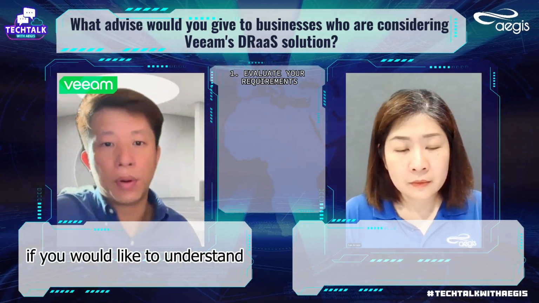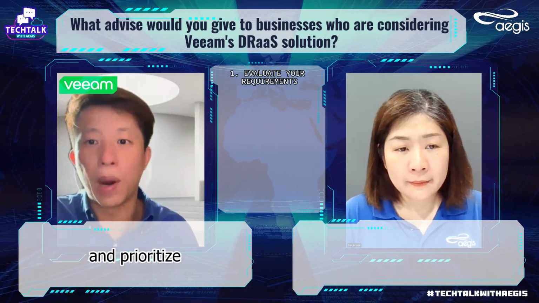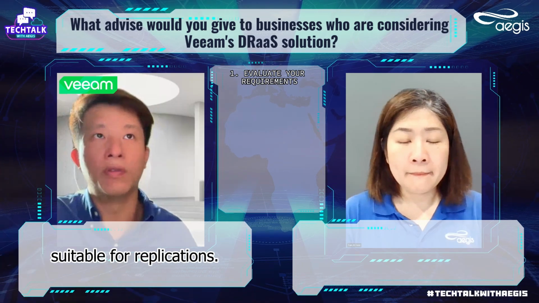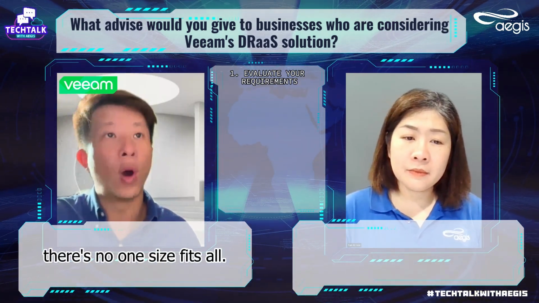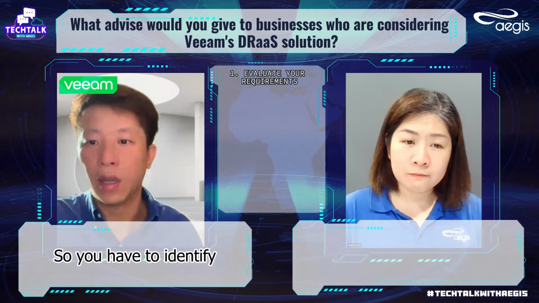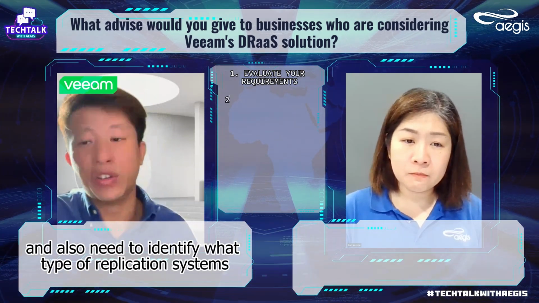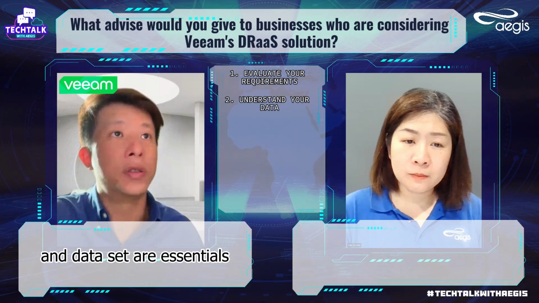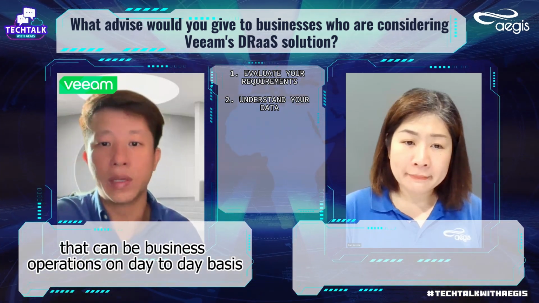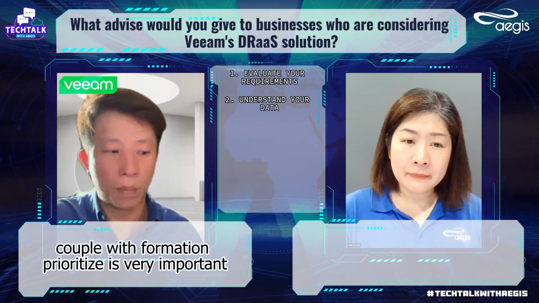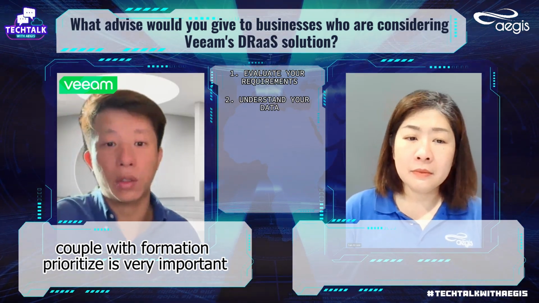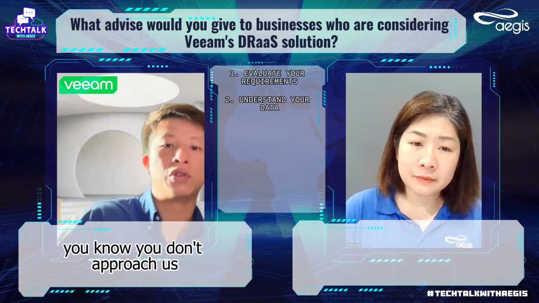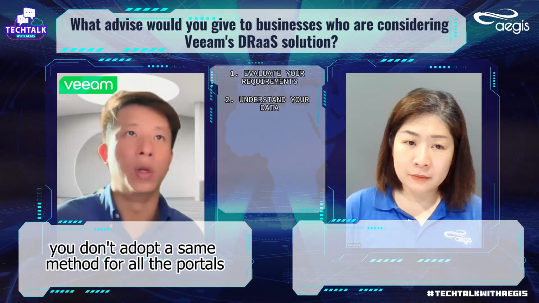Then secondly, you would like to understand and assess the fidelity of your data and prioritize which types of data are suitable for replication. This is very important. There's no one size fits all. You need to identify what kind of application systems and data sets are essential to the business operations on a day-to-day basis. Coupled with what I mentioned, prioritizing is very important. You don't adopt the same method for all the workloads.